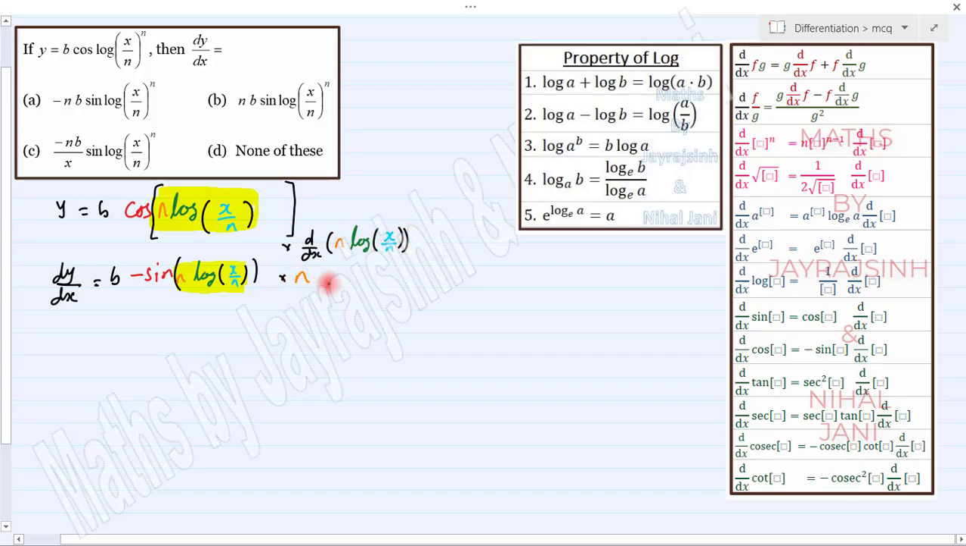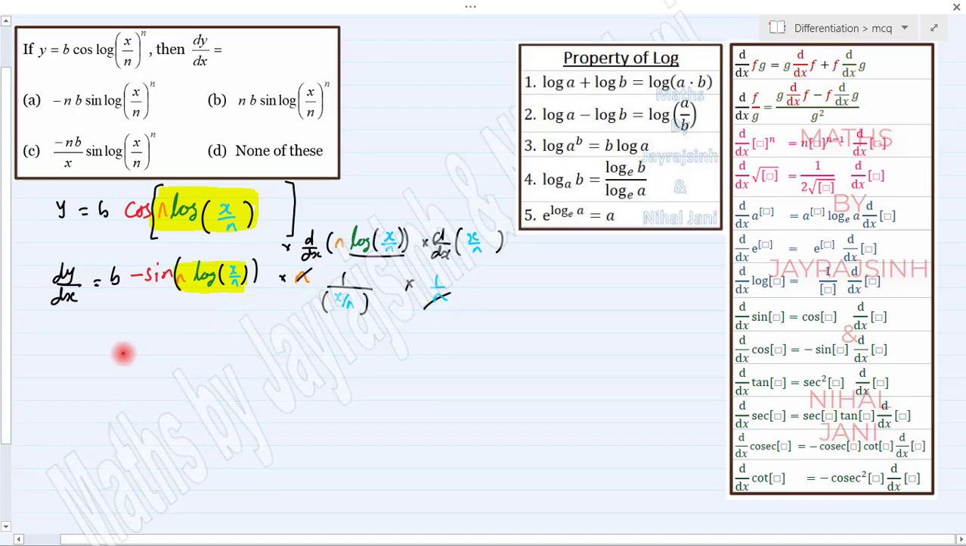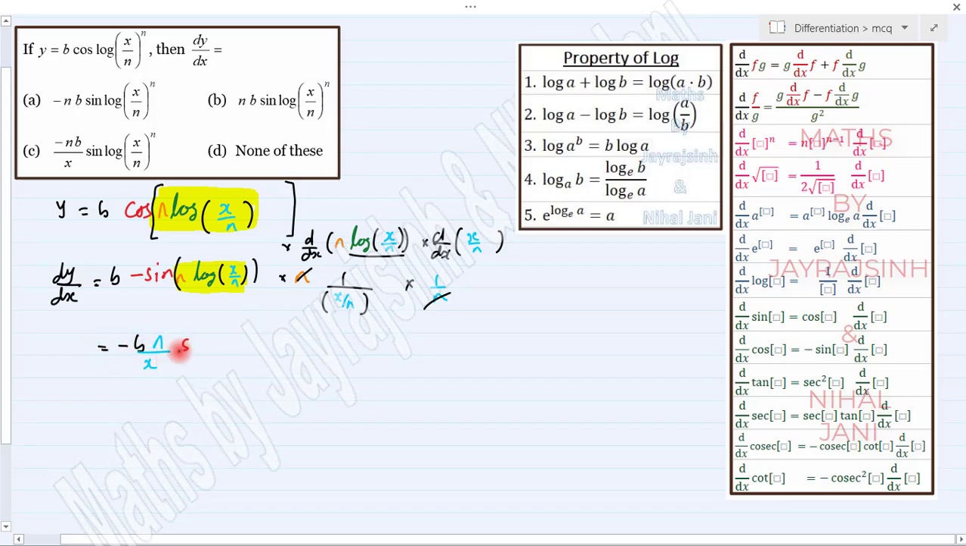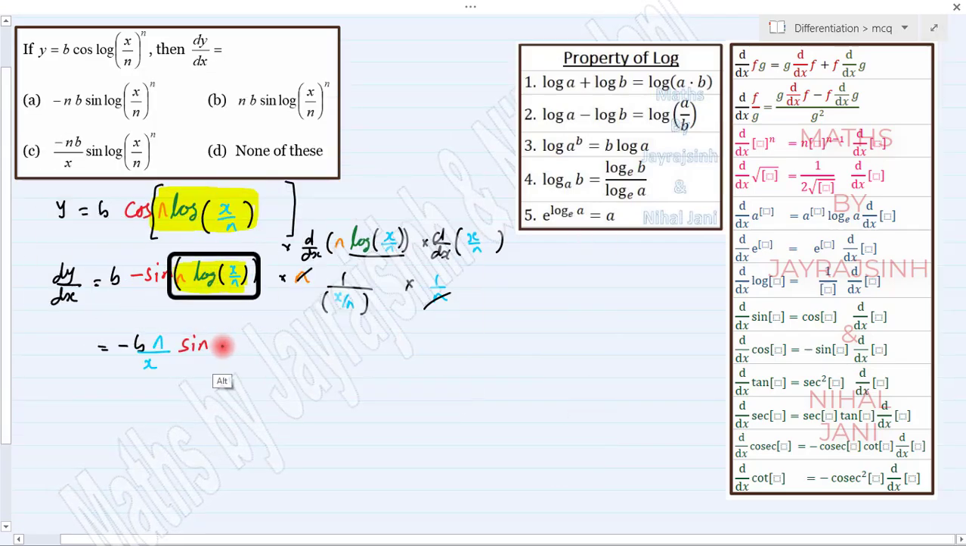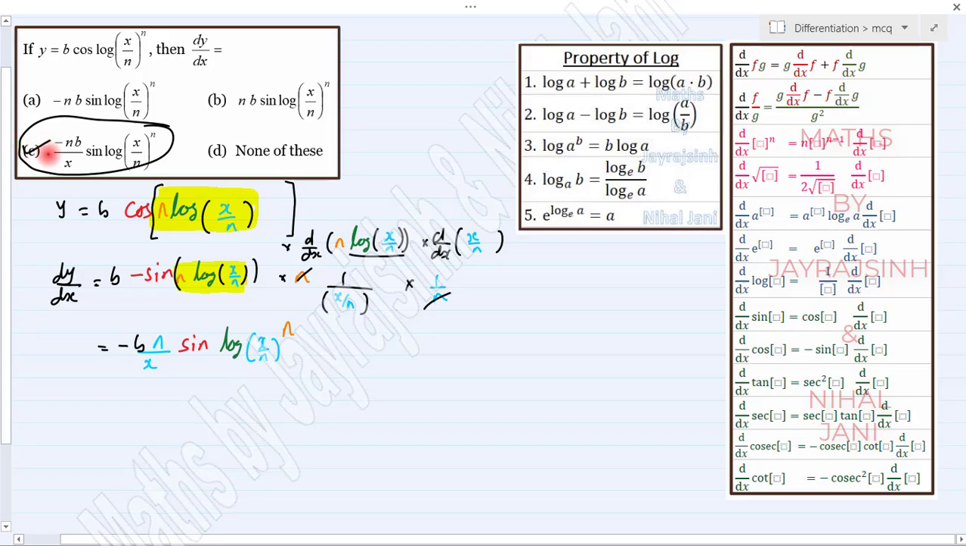Here your n is constant, we don't have to worry about it. Differentiation of log box will be 1 upon box into differentiation of box, and within the box we have x by n. So we just have to multiply differentiation of x by n, which is 1 by n. So here your n will be cancelled out and we will get minus b n by x sine n log x by n, which can be rewritten as log of x by n whole raised to n, which is given in option C. Ta-da!